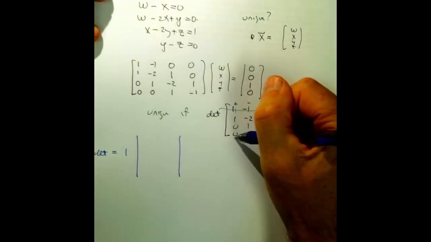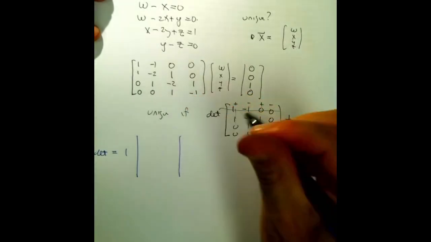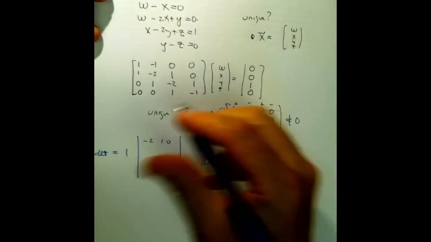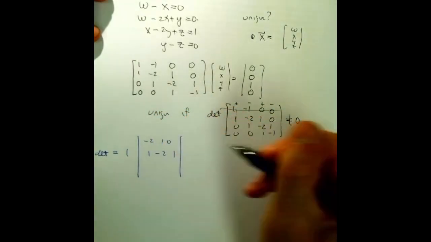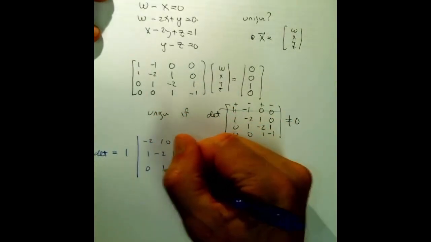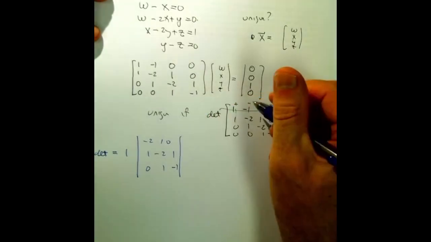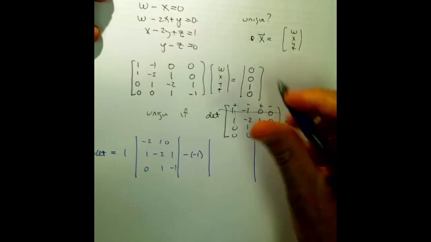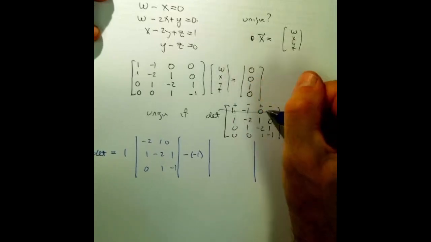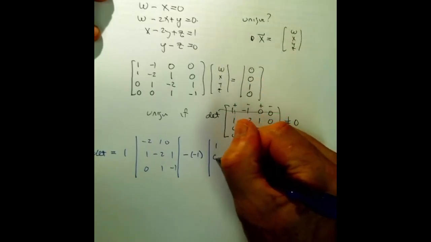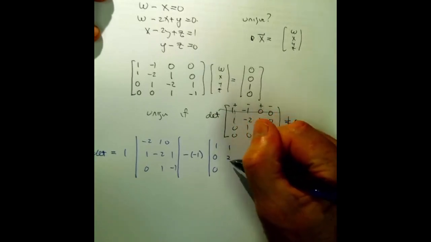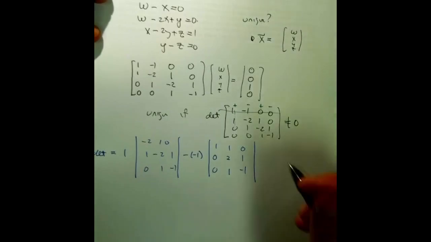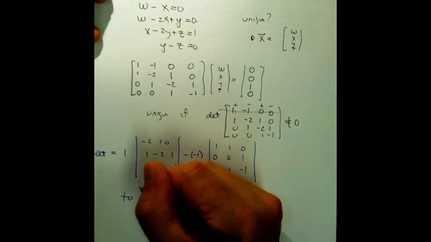So now if I remove the first column and the first row, I'm left with minus 2, 1, 0, 1, minus 2, 1, and 0, 1, minus 1. I'm going to have a minus, minus 1. And then here I'm going to remove the first row and the second column. I'm going to have 1, 0, 0, 1, 2, 1, 0, 1, minus 1. And then here I'm going to have plus 0.